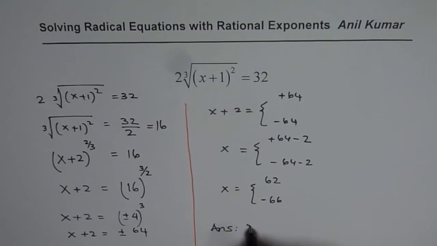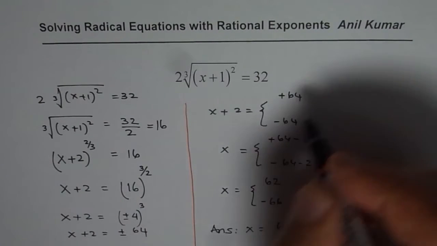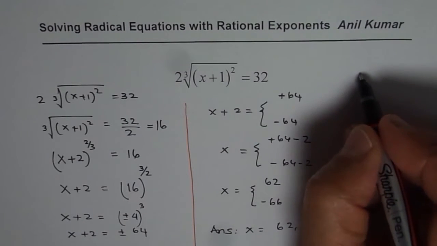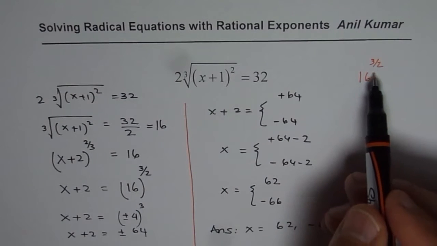Now as an exercise, you could check both these answers, right? So we have minus 65. Now let me show you the other way also. So what we had here was 16 to the power of 3 over 2. Let us look into it in further detail.